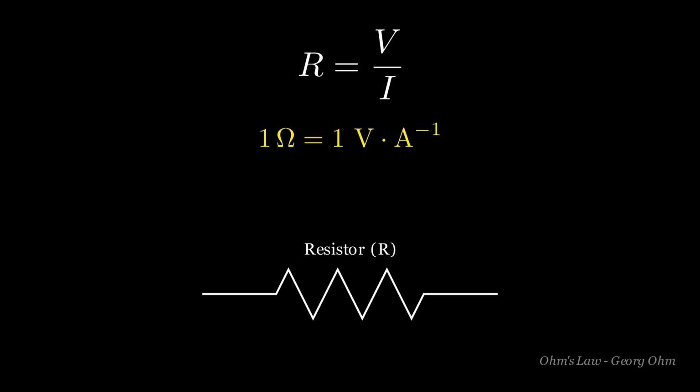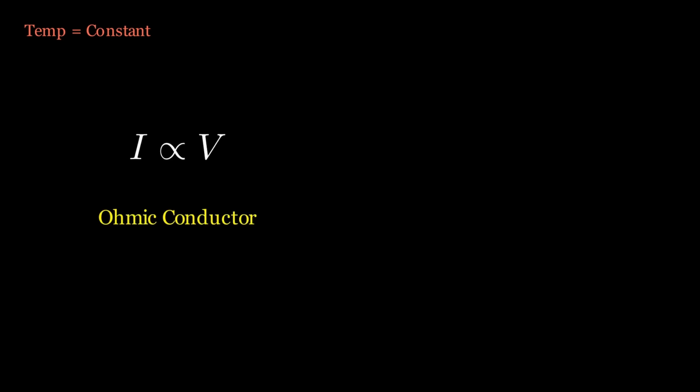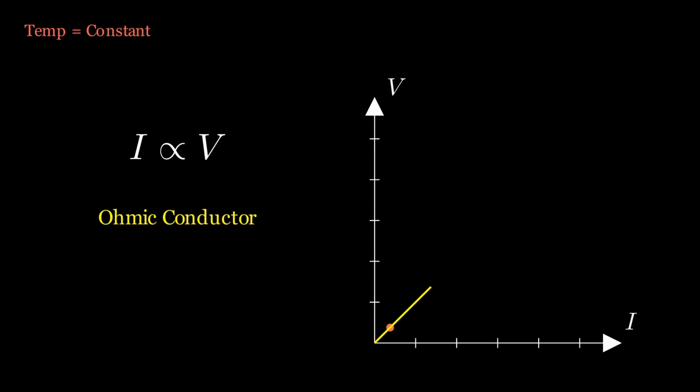This formula is also commonly known as Ohm's law, named after the German physicist George Ohm. More specifically, what Ohm discovered was that provided the temperature was kept constant, the current of a conductor would be proportional to the potential difference across it. Materials that obey this relationship are known as ohmic conductors.